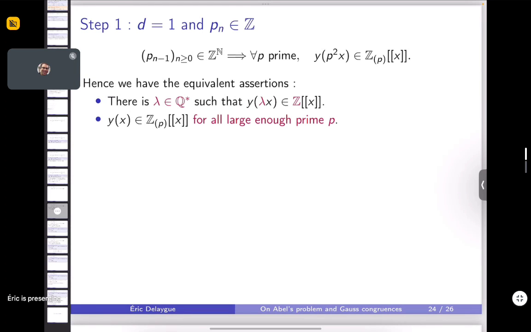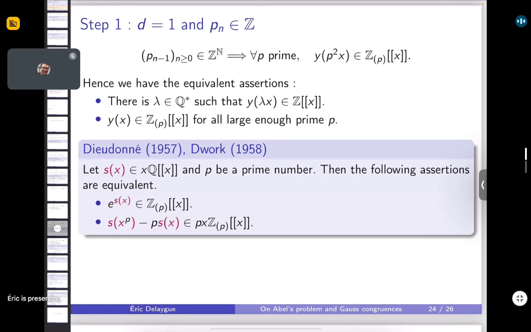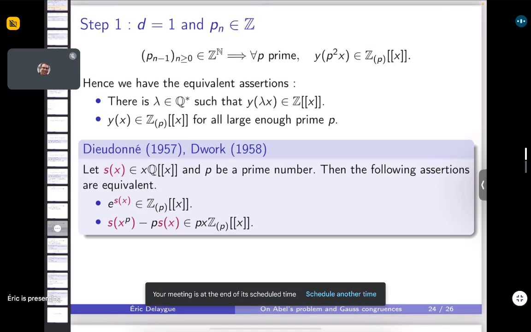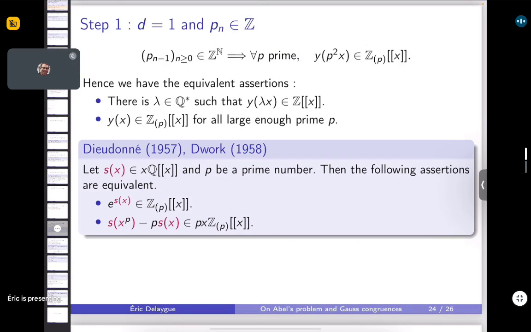Okay. And now this is something that is handled by the Dieudonné-Dwork lemma. So this is a lemma about p-integrality of exponentials, and it is really useful in the sense that if you're studying p-integrality of the exponential of a series, you will use the Dieudonné-Dwork lemma because it cancels the exponential, and you can look at another congruence, but just on the series and not the exponential of the series. So it is really easier to investigate, because when you want to expand the exponential of s, there is a lot of calculation.